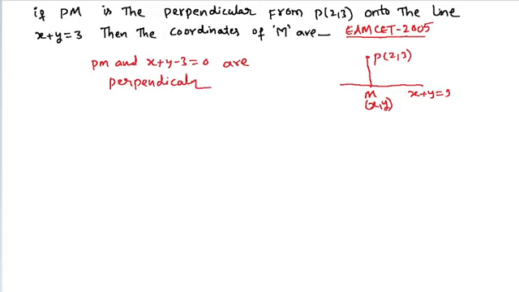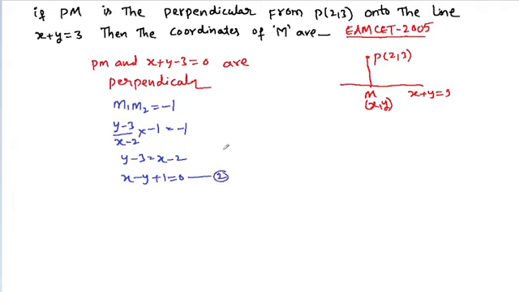If two lines are perpendicular, then the product of their slopes is minus 1, that is m1 into m2 is equal to minus 1. m1 is the slope of PM, that is y minus 3 by x minus 2, into the slope of that line, minus 1, is equal to minus 1. From this y minus 3 is equal to x minus 2. Therefore x minus y plus 1 is equal to 0. This is the PM line.